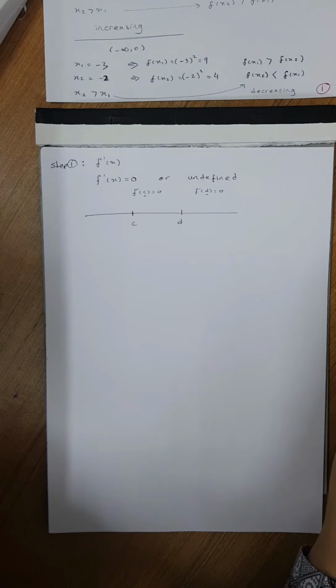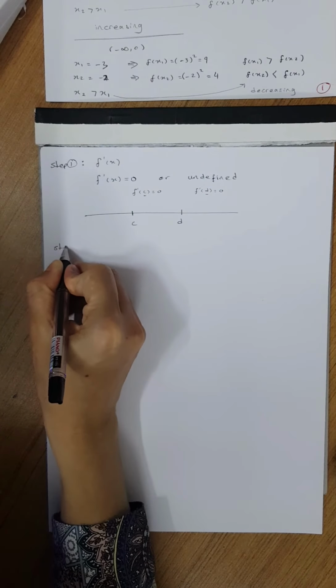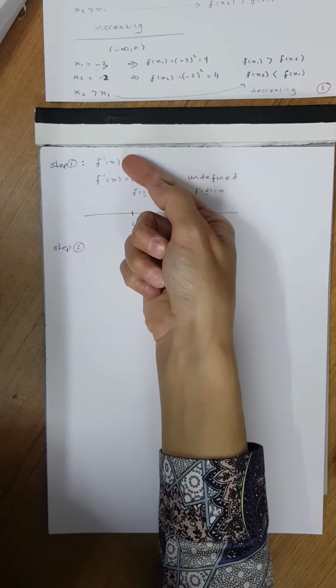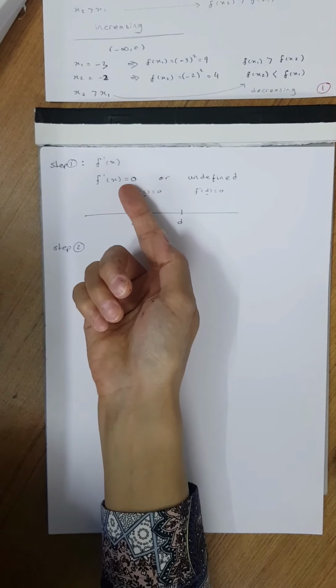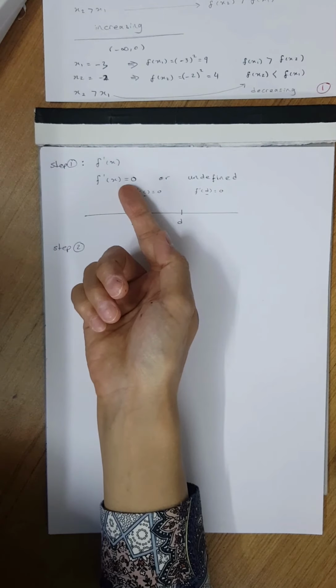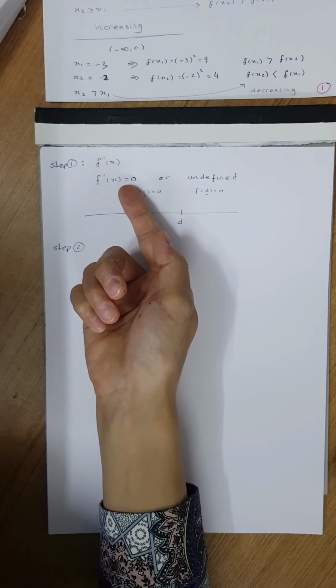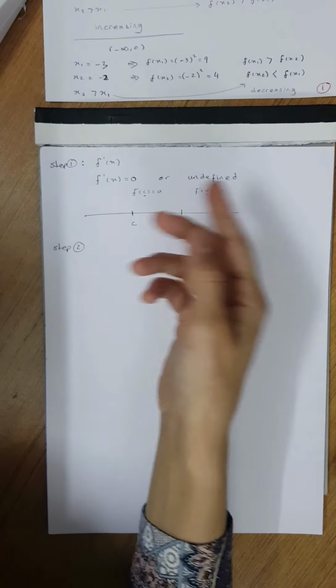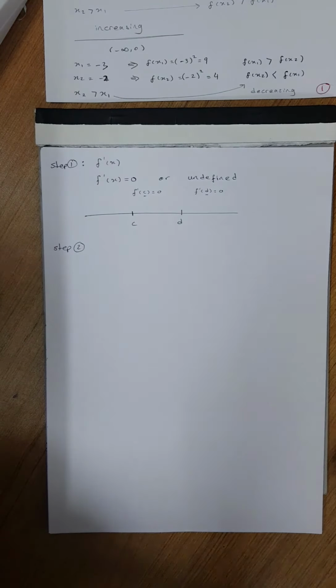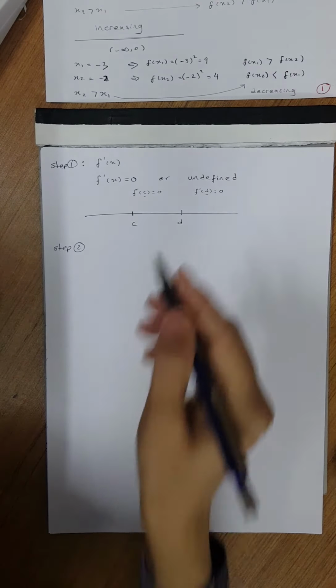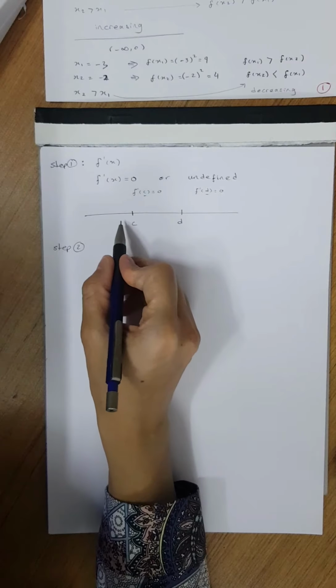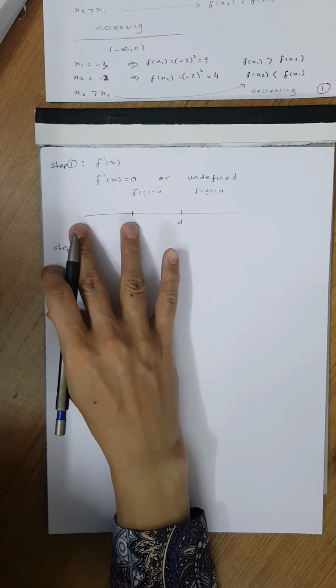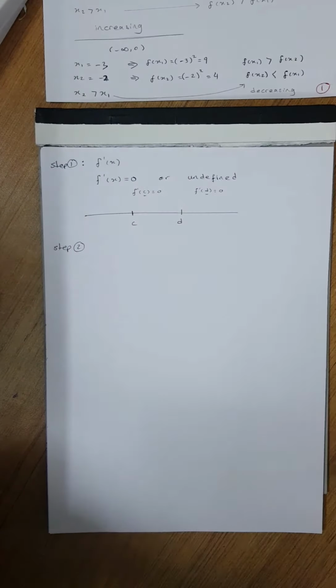Then step 2, what will we do? Or you can consider finding the derivative the first step, finding those numbers that make the first derivative equal to 0 or undefined the second step, and putting those numbers on the line the third step, as you wish, as you like. Okay, then what will we do? We will take test numbers from each interval. Here we have got an interval, here we've got another, and there another interval.